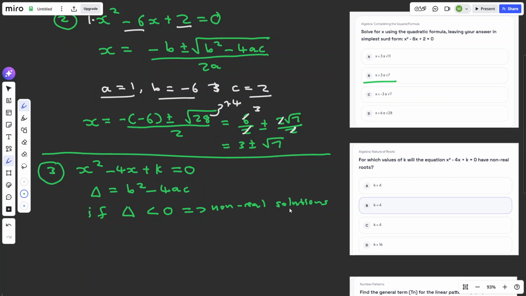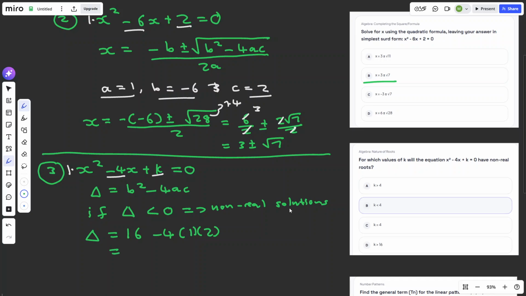So now let's use this formula here and see. This is going to be b squared. We're going to refer to our equation. We've got b is negative 4, a is 1, and C would be K. So now let's plug that in. Minus 4 squared is 16, minus 4 times 1 times 2. So now, if we simplify this, what do we get?